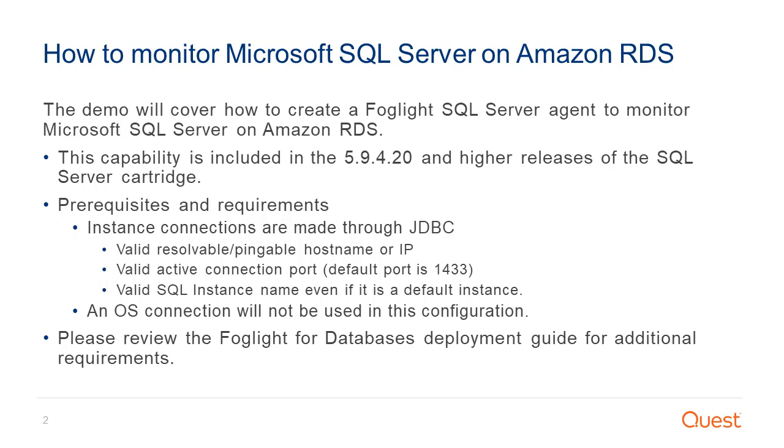The prerequisites and requirements include that instance connections are made through JDBC to the host. The remote host name or IP address must be valid and resolvable and pingable. There must be a valid and active connection port. The default port is 1433. There must also be a SQL instance name, even if it is the default instance. An OS connection will not be used in this configuration. Please review the Foglight for Databases deployment guide for additional requirements.